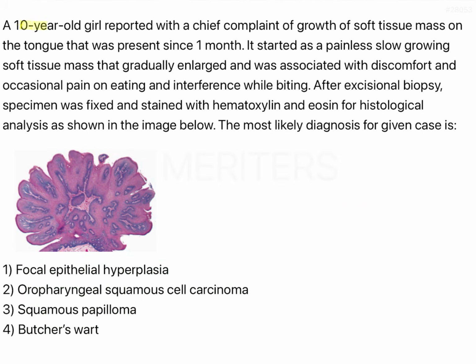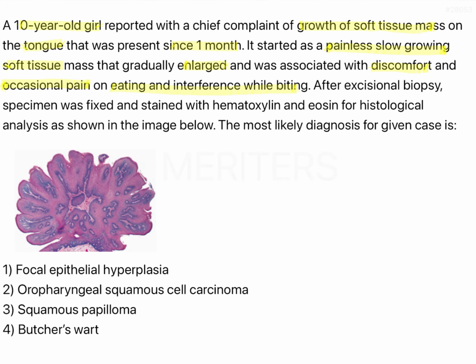A 10-year-old girl reported with a chief complaint of growth of soft tissue mass on tongue that was present since 1 month. Okay, so this is a recent lesion developed on the tongue in a young girl, in a child. It started as a painless, slow-growing soft tissue mass that gradually enlarged and was associated with discomfort and occasional pain on eating and interference while biting.